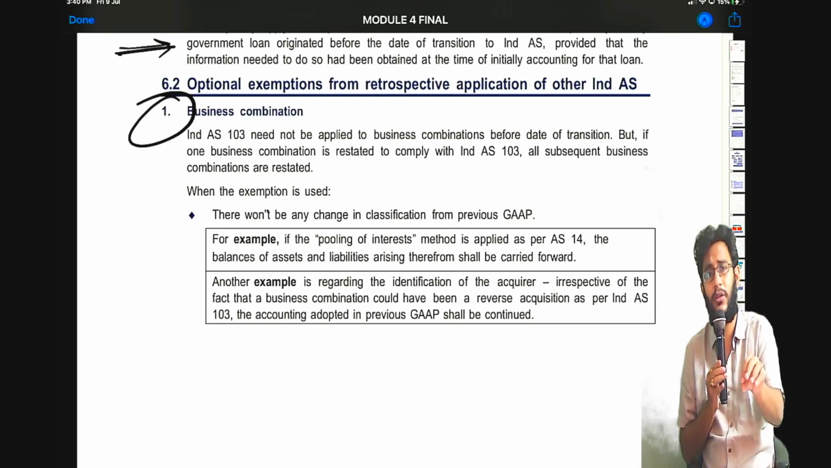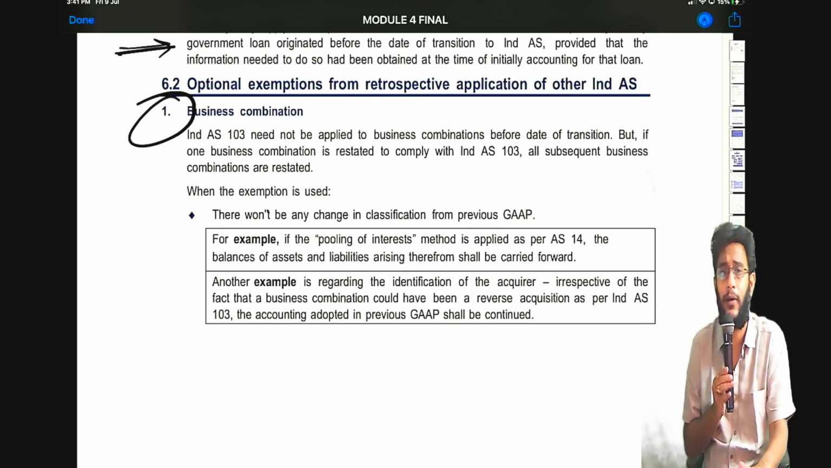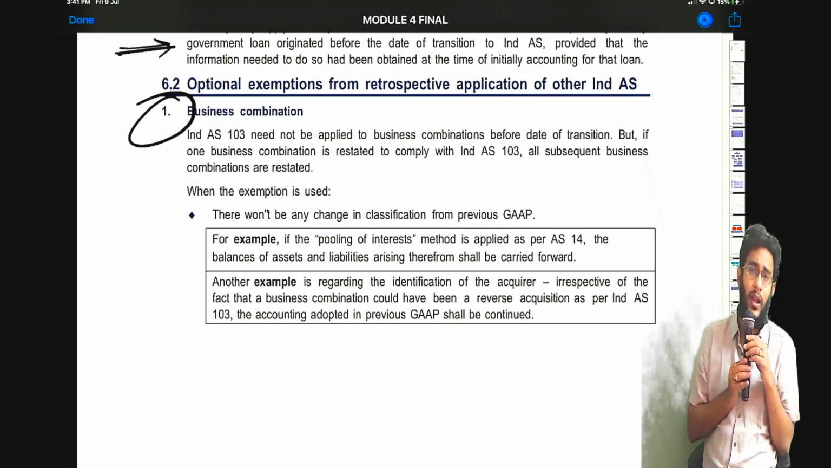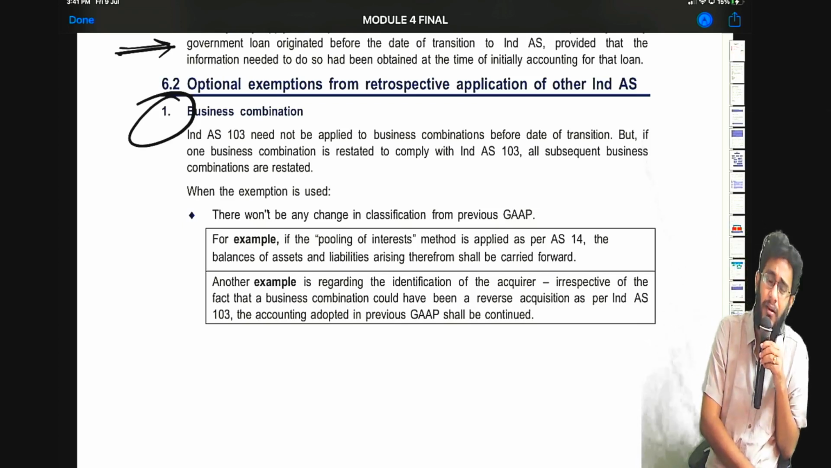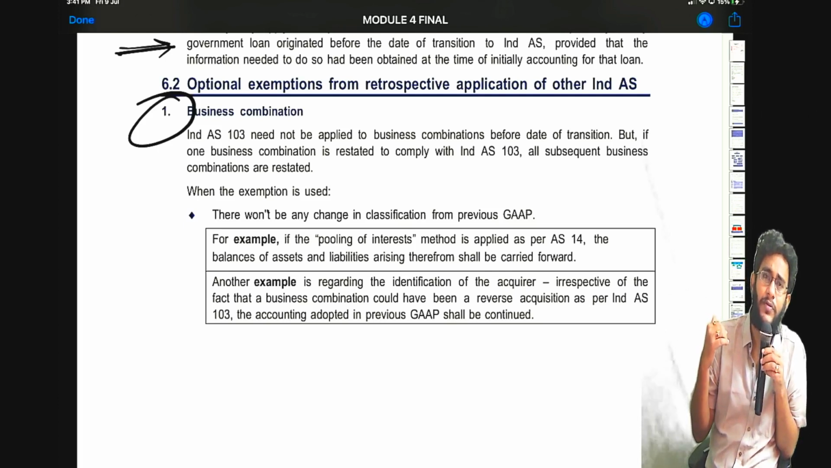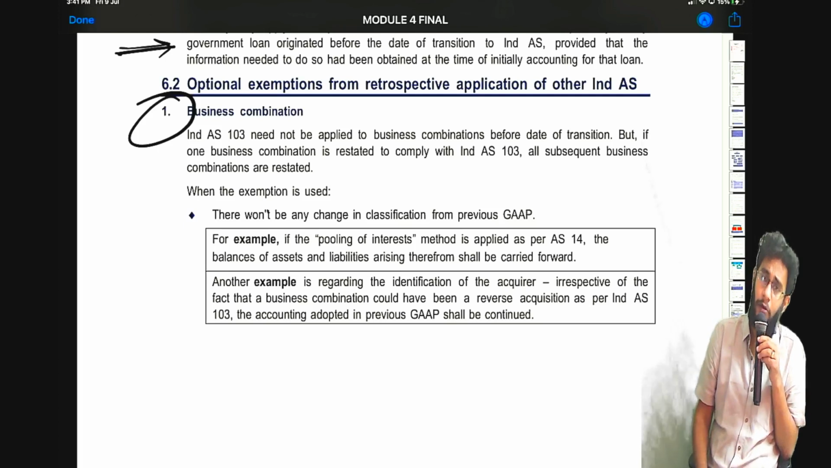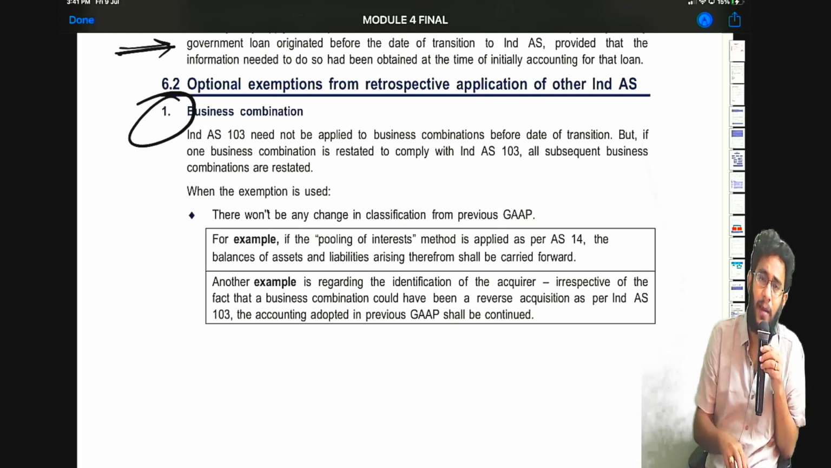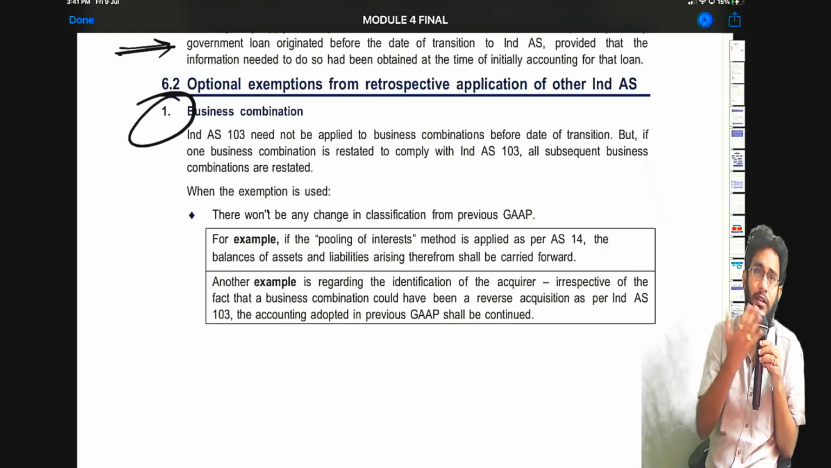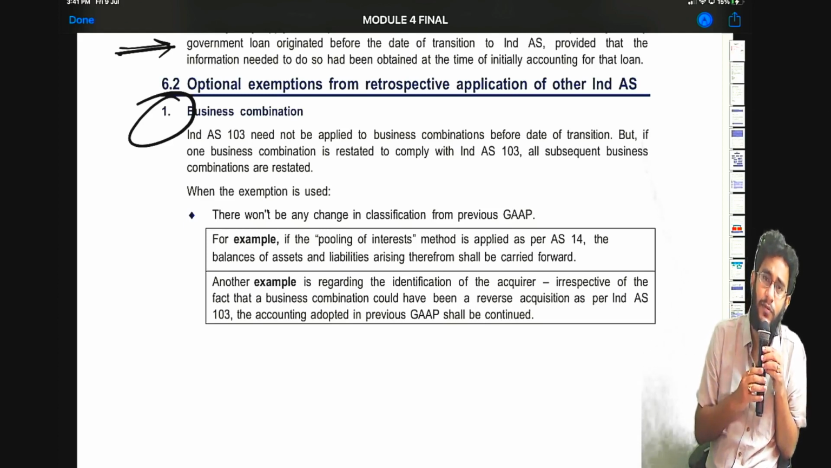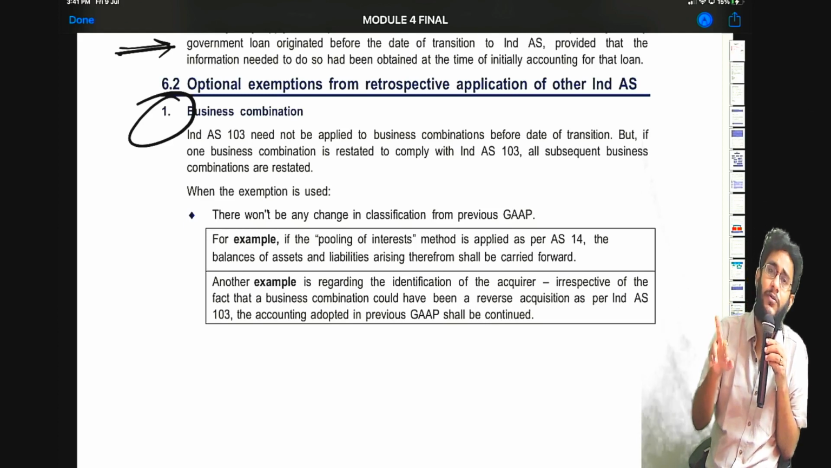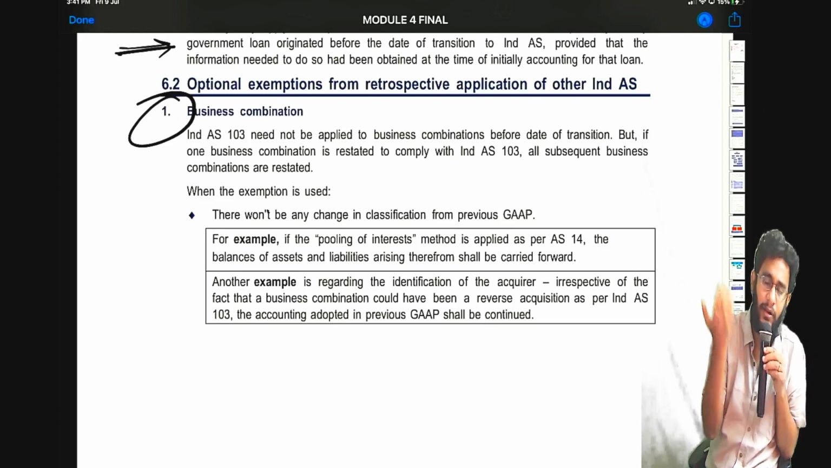Just imagine, sir, indirectly, you can apply Ind AS 103 prospectively from the date of transition. That means you may question, sir, in the past I accounted for everything at book value when I took over B Limited. Doesn't matter, let it go. Or you may say, sir, in the past when the acquisition happened I accounted for it, but after applying Ind AS 103, I realized that it is a reverse acquisition. I am the acquiree, that fellow is the acquirer, but in the absence of these provisions, I did normal accounting, but reverse acquisition accounting has to be done. Doesn't matter, leave it.